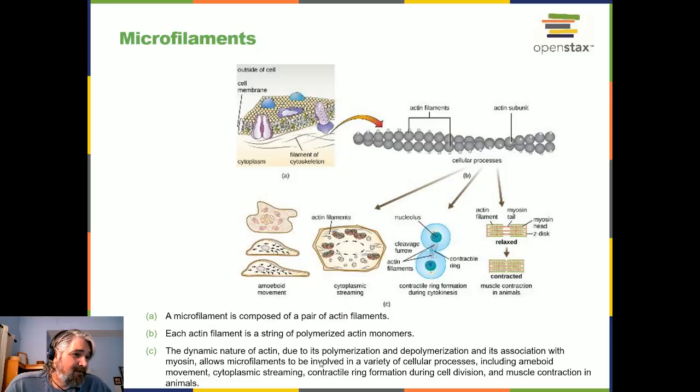So yeah, the association with myosin allows microfilaments to be involved in a variety of cellular processes, including contractile ring formation during cell division and muscle contraction in animals.